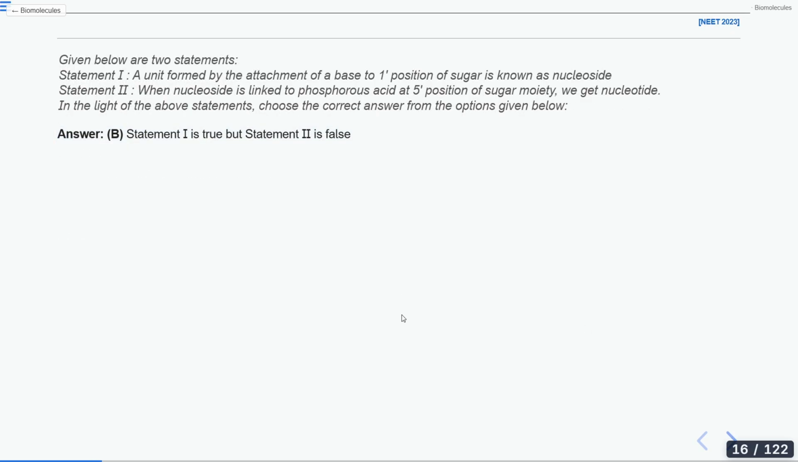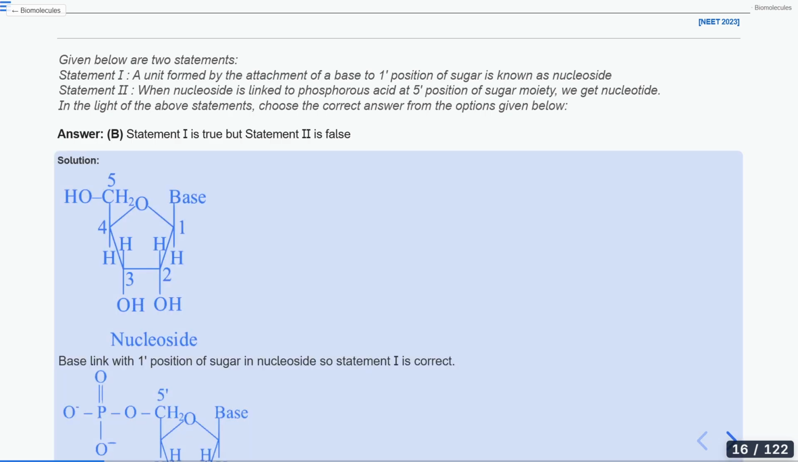So the correct answer is B. That statement 2 is false. Yes, very good, Irfana. It is not linked to the phosphorus acid. It is linked to the phosphate group. These two are completely different chemical species. Remember, on the fifth position, your nucleotide has a phosphate group and not the phosphorus acid. So statement 2 is not correct.